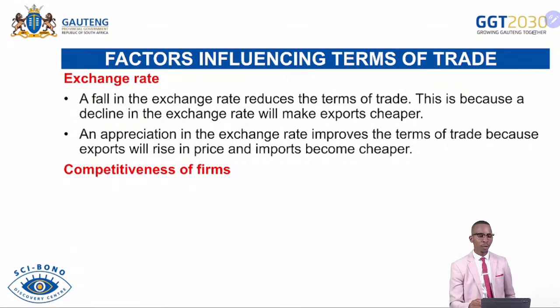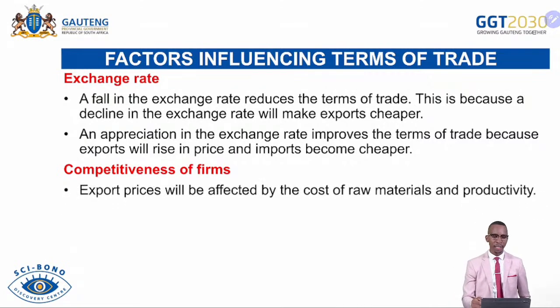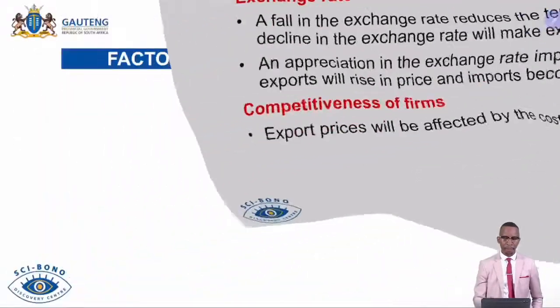And then the competitiveness of local firms abroad. How competitive are they? Export prices will be affected by the cost of raw materials and productivity. If ever we produce at the higher cost, there will always be that challenge. If we produce at the lower cost, we will always be trying to increase those prices abroad. So, if ever we produce at the higher cost, that will always affect our terms of trade.